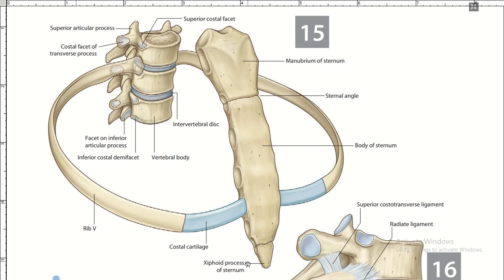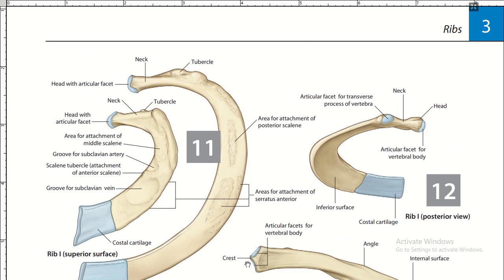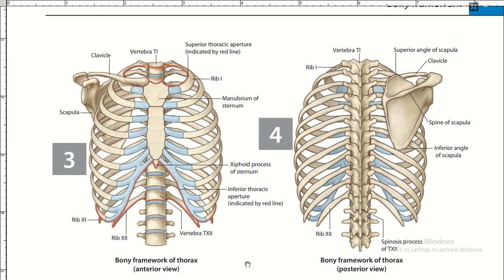Right. So now let us talk about the superior and inferior thoracic apertures. So this is your thoracic wall, which is conical in shape, a small upper opening, a large lower opening. So this is termed the superior aperture. This is termed the inferior aperture. So what is important is to take note of the boundaries of these apertures.